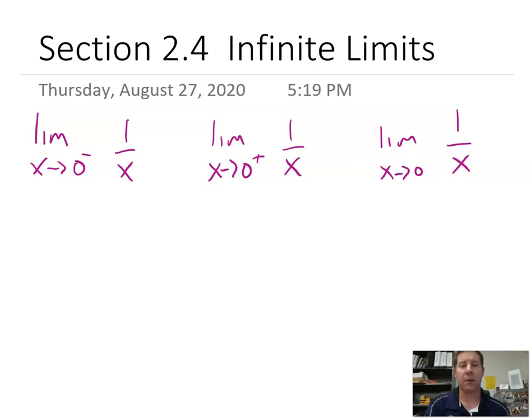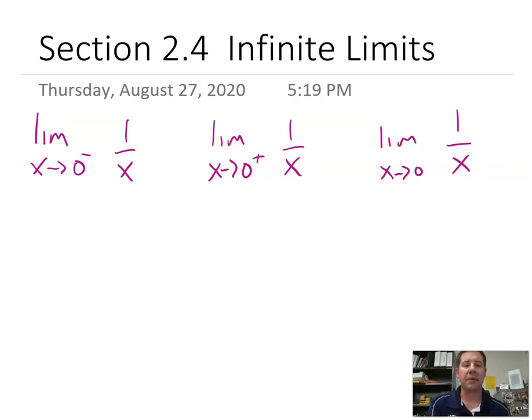Section 2.4, Infinite Limits. We've done the first few days of limits now, and we should have a pretty good feel for them. Today we are going to look at the limit as x approaches 0 of 1 over x. We're going to start by looking at the one-sided limits: as x approaches 0 from the left, and as x approaches 0 from the right.